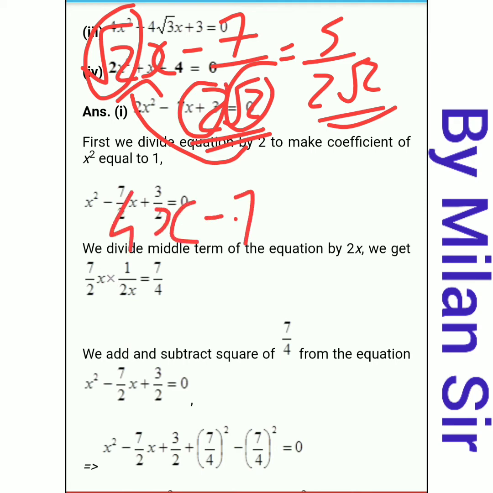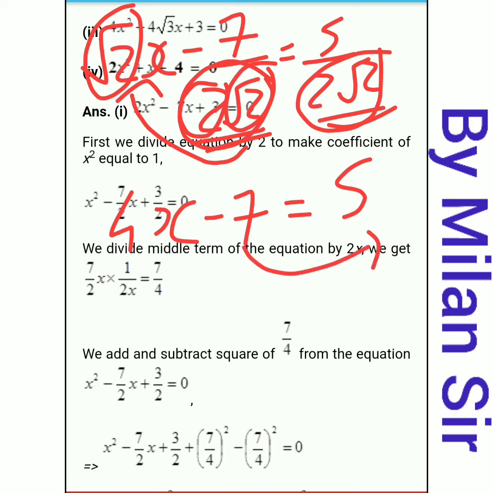Then minus 7, because here we already have the denominator 2√2, so the numerator remains as it is. Minus 7 is equal to 5. Here again our denominator is 2√2, so we do not need to change anything.